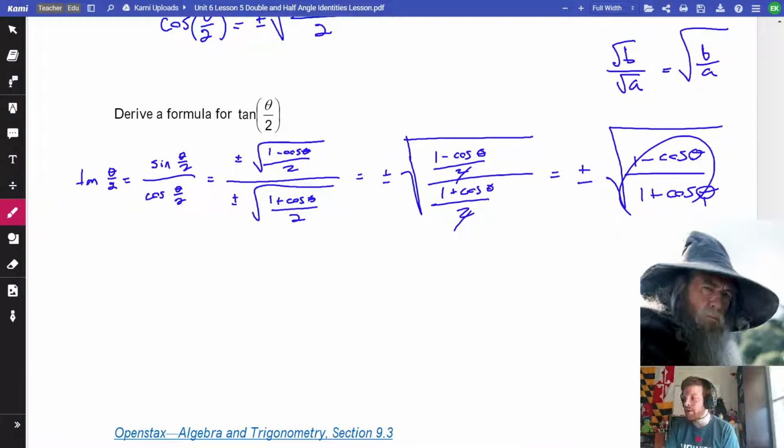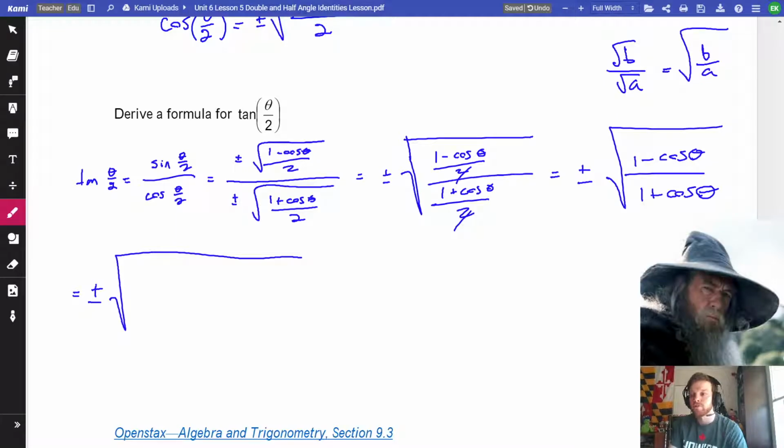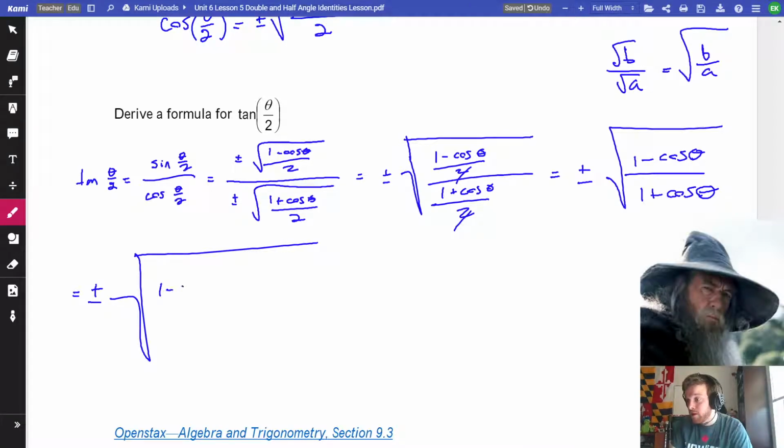But with that said, whenever I see a 1 minus cosine theta or a 1 plus cosine theta, I think to myself, Pythagorean identity. Let's get ourselves a Pythagorean identity. How do we do that? We've done it before. Multiply by the conjugate. We've actually done this identity move before when we were studying identities for the first time. 1 minus cosine theta, 1 plus cosine theta. I was setting you guys up to be able to make sense of this really easily. Let's multiply by 1 plus cosine theta over 1 plus cosine theta.